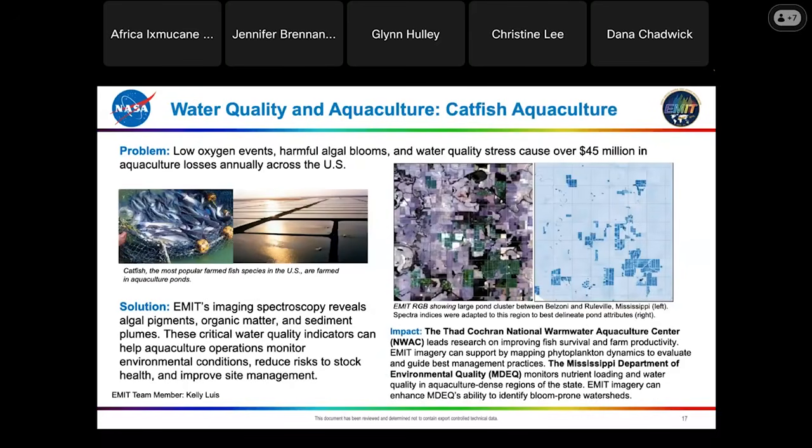And then finally, this is a project that EMIT team member Kelly Lewis has been working on, which is looking at using EMIT to think about algal pigments and organic matter and sediment plumes in these areas. In this case, she's looking at a variety of ponds that are used as catfish aquaculture. And so thinking about how we can use these EMIT overpasses to understand phytoplankton dynamics over time and evaluate and guide management practices for these areas.